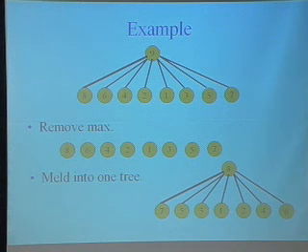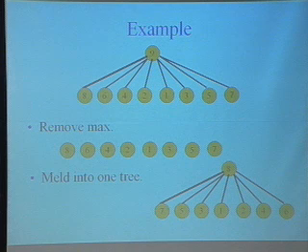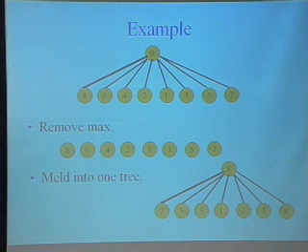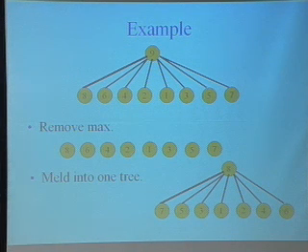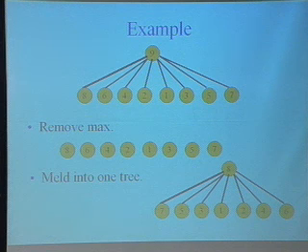You do another meld, that's going to take you, I guess, 5 compare links. So you do another remove max, then you do one to take you 4, and so on. So if you look at this particular example, you do a sequence of remove maxes. Each remove max will take 1 less compare link than the previous one. So if you started with about n items in there, the first one might do n minus 1, then n minus 2, n minus 3, and so on.